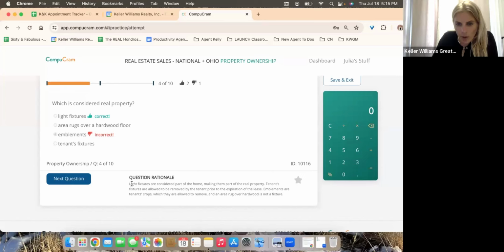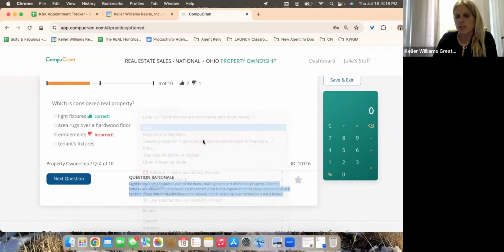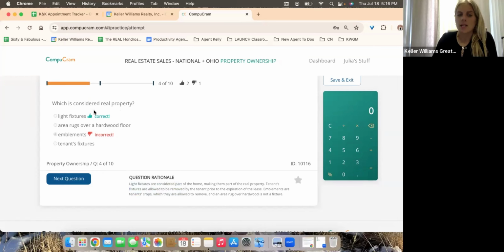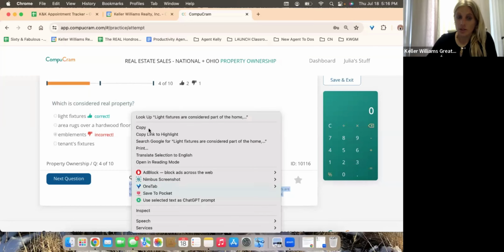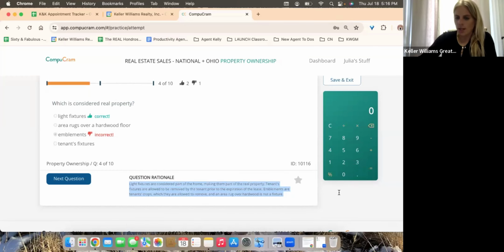Light fixtures are considered part of the home, making them part of the real property. Implements are tenants' crops, which are allowed to be removed. An area rug is not a fixture. I feel like you could remove the implements once they grow, so I guess the best answer is going to be light fixtures, but depending on where the implements of the crops are, that could also be one. So it is going to be light fixtures. Those are real property and normally stay with the property.